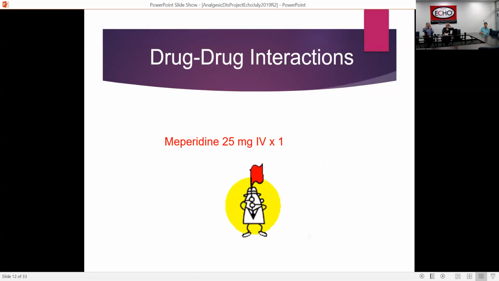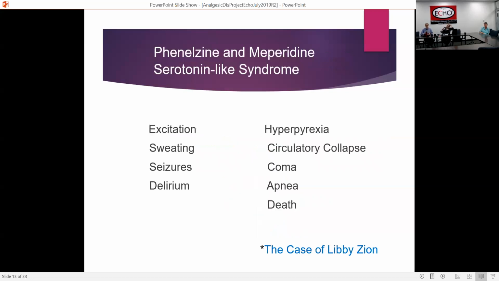The little person who's waving the red flag says, oh my gosh, this person is on Phenelzine, and this resident, who's now July, probably an intern. This is the month not to get sick. He's going to try to treat this patient's pain with Meperidine. Well, this is an absolute contraindication to Meperidine, not just because it's an inappropriate analgesic, period, but in combination with the Phenelzine.